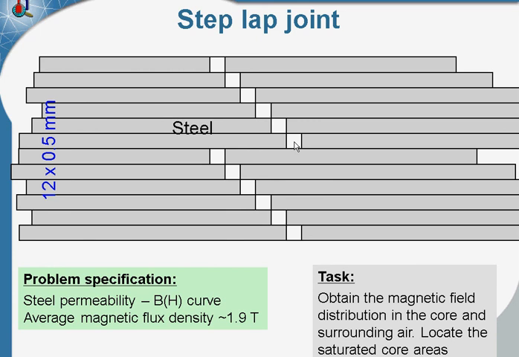So our task is to calculate the magnetic field distribution and locate spots with high saturation level. AC magnetic flux density is 1.9 Tesla. Okay, let's start QuickField now.